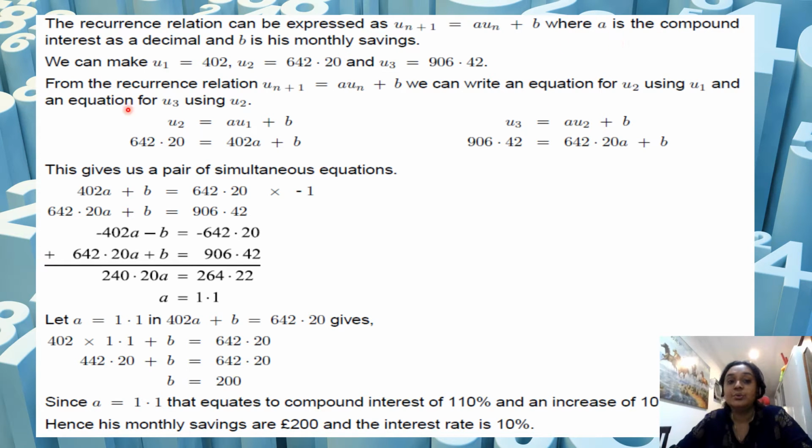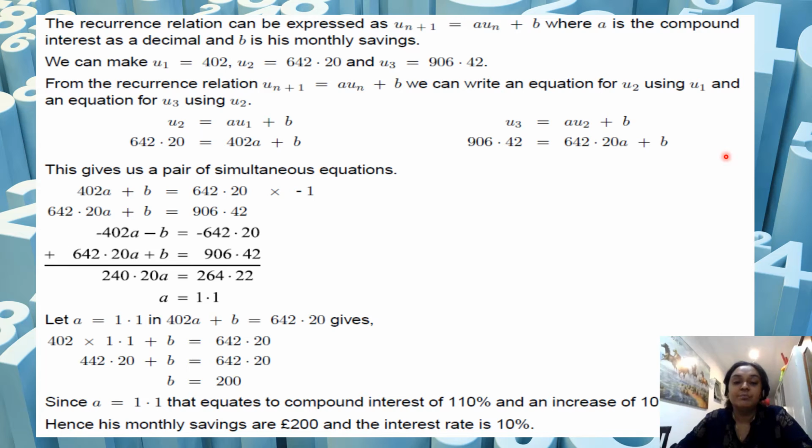You can make an assumption that, because it's 3 consecutive months, U1 is 402, U2 is 642.20, and U3 is 906.32. From the recurrence relation U(n+1) = aU(n) + b, we can write an equation for U2 and U1. You cannot assume that your 402 is U0, please take note, or the initial amount invested, because that is what we are trying to find.